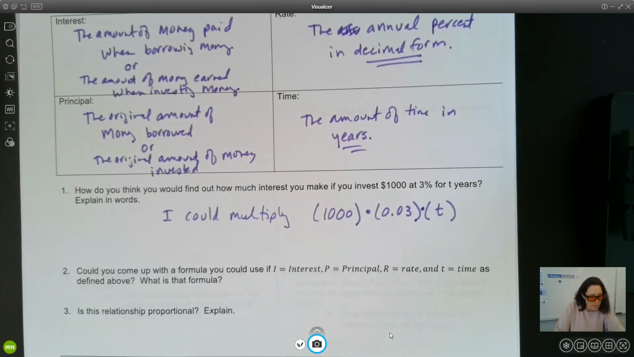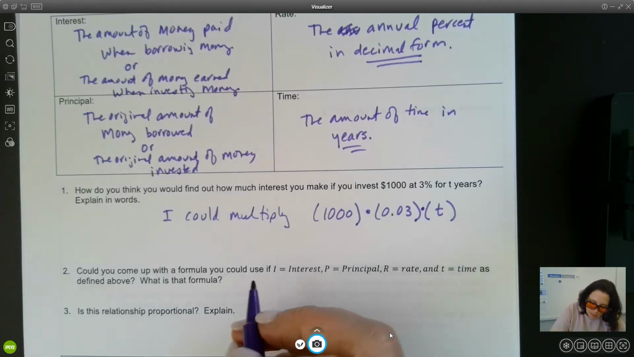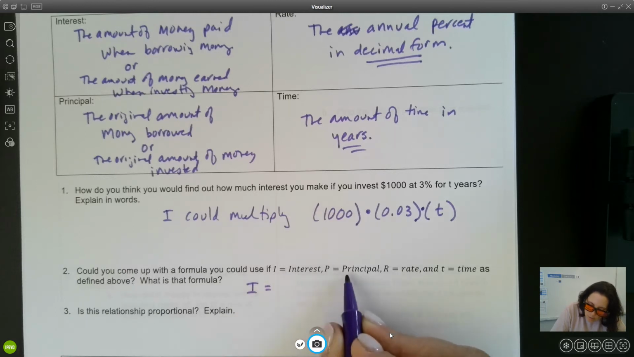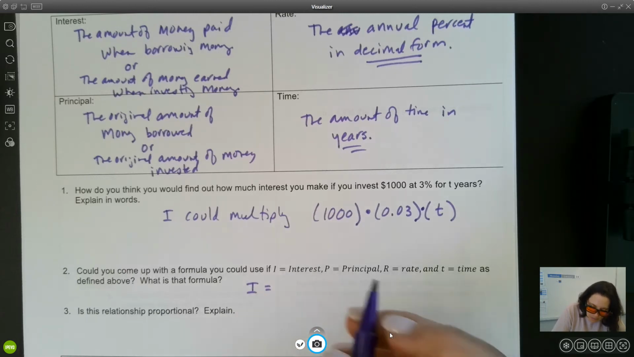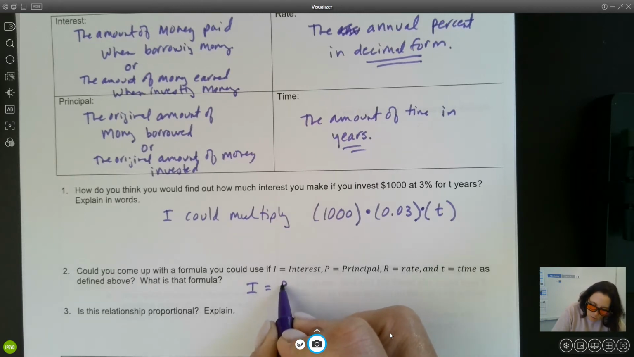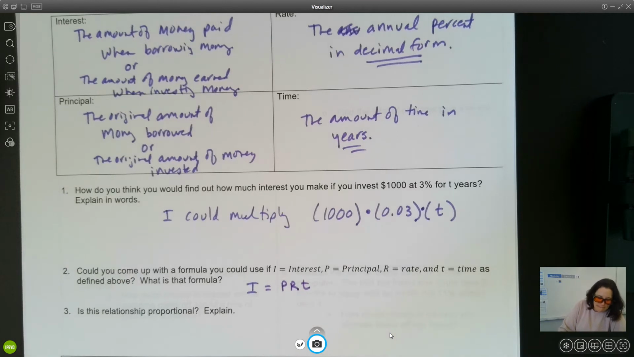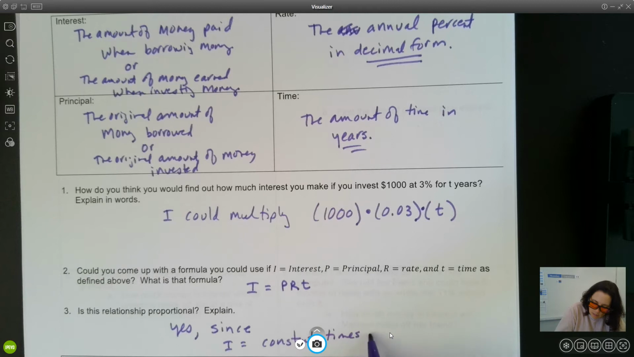So the formula that we're going to use is interest equals, where I is interest, P is principal, R is rate, and T is time. So we're going to let I equal P, R, T. Is this proportional? Yes, this is proportional since I equals a constant times an unknown.